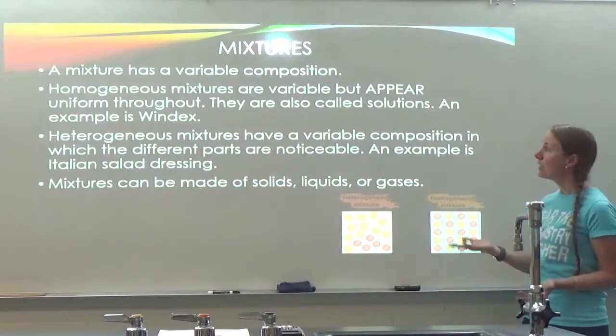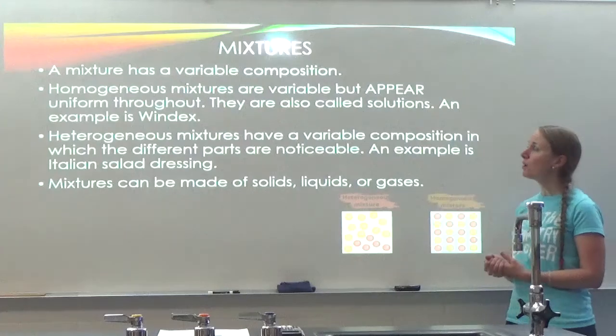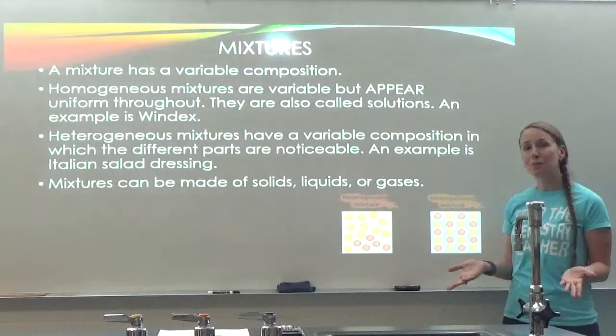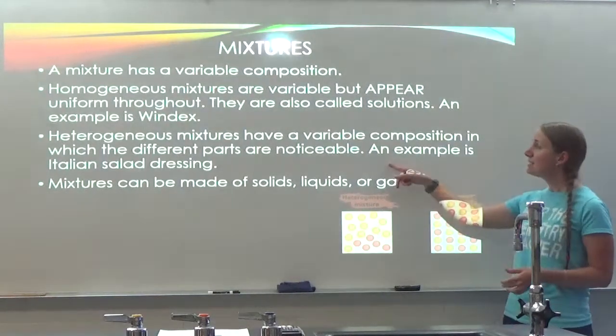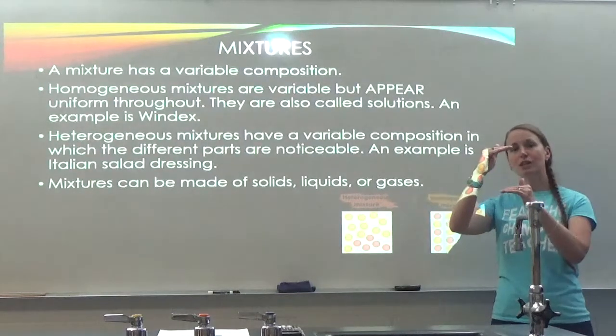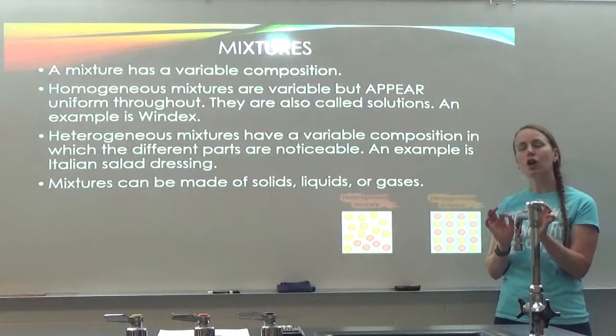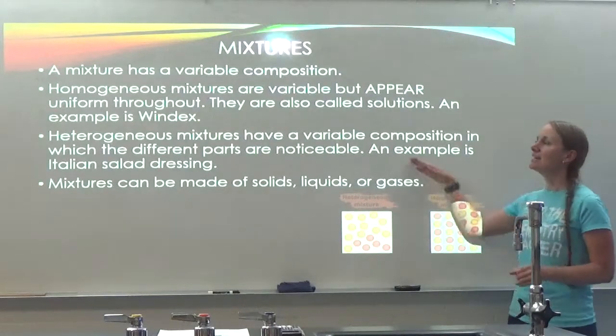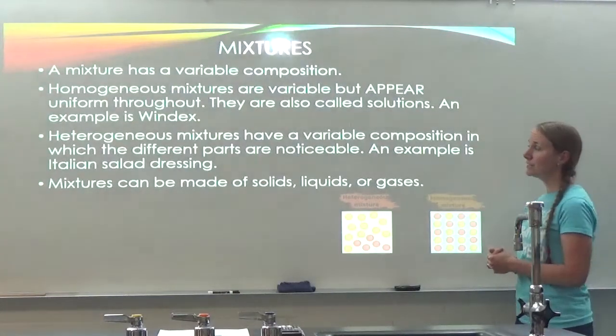Heterogeneous mixtures have a variable composition in which the different parts are noticeable. An example is Italian salad dressing. With Italian salad dressing, I can see when those layers separate. I can see there are little pieces of garlic and different spices in it. I can see the different parts of Italian salad dressing.